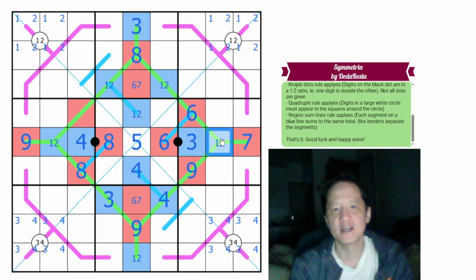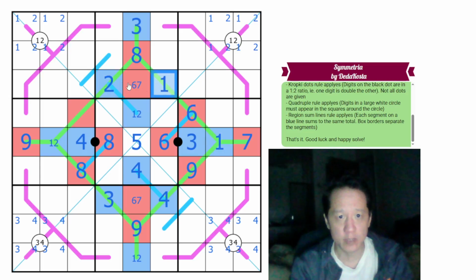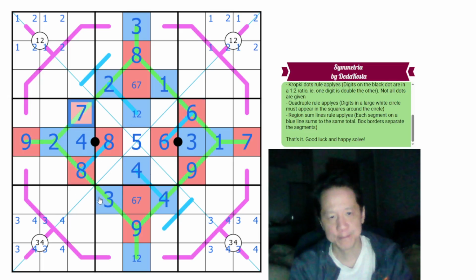6 can only be next to 1 on a German whisper line. So this is 1, and this is 1. This must be 2 then because of this 1. This must be a 2 also. And it cannot be 6, 8, or 9, so this must be a 7.